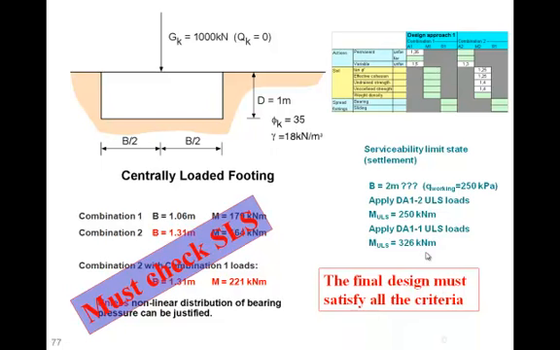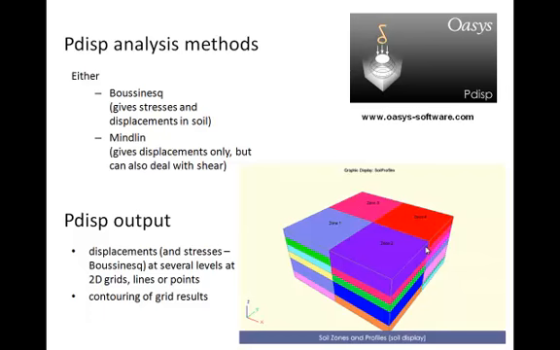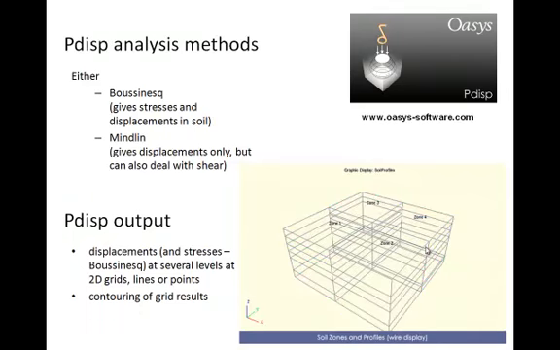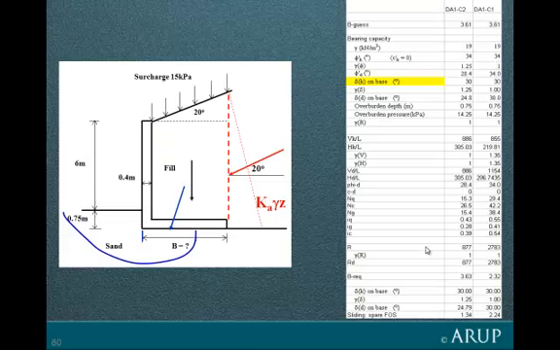The final design must satisfy all the criteria: ultimate limit state, 2 combinations, and serviceability limit state. You remember that, or in fact, section 6 carries on the points made in section 2, making it clear that calculations may not always be necessary for serviceability. If necessary, calculate displacements, and if you do that, PDISP is the Oasys program that would be exactly the right thing to use for that purpose.